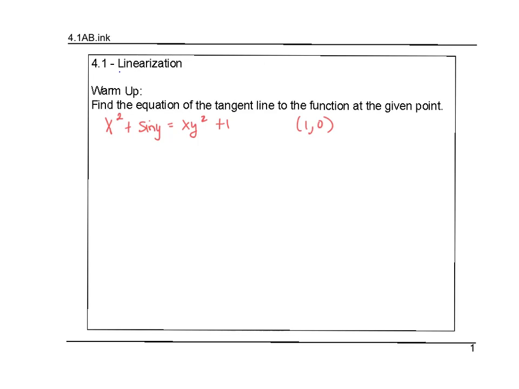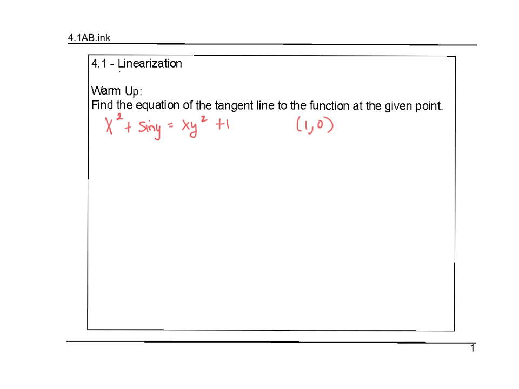Hi everybody, we're starting chapter 4 with 4.1 linearization. Everything about chapter 4 is taking what we learned in chapter 3 and applying it in different ways. So in this section, the main goal is to take a look at how the derivative, or specifically the equation of the tangent line, allows us to approximate a function value at a point that's close to where the tangent line is located.